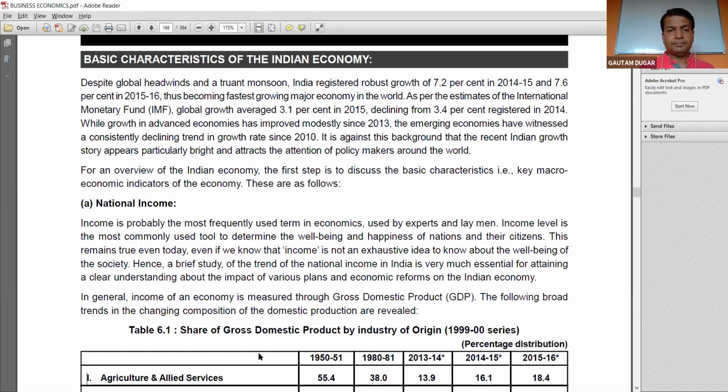National income. We know that in terms of measurement, it's NNPFC. NNPFC is the national income of a country.